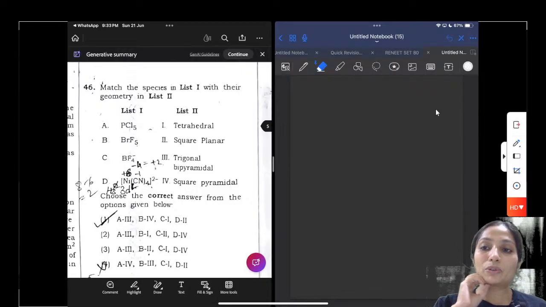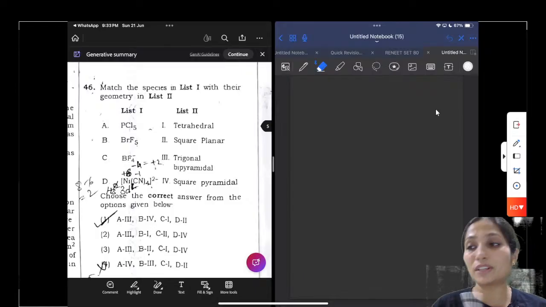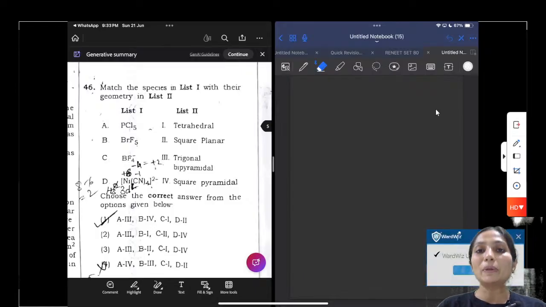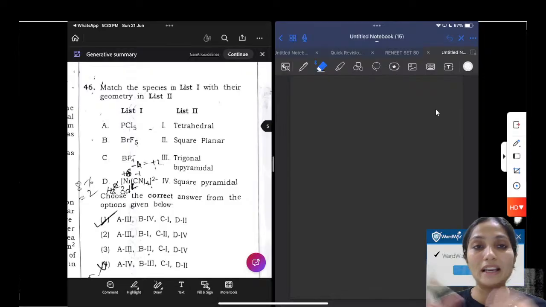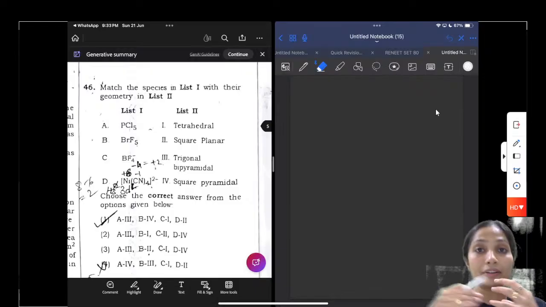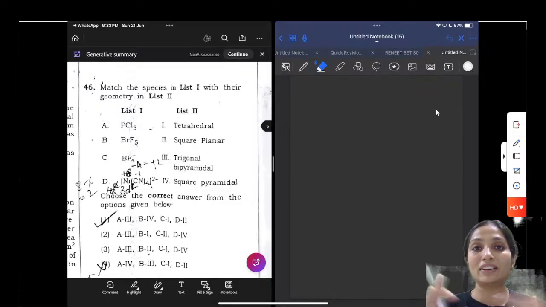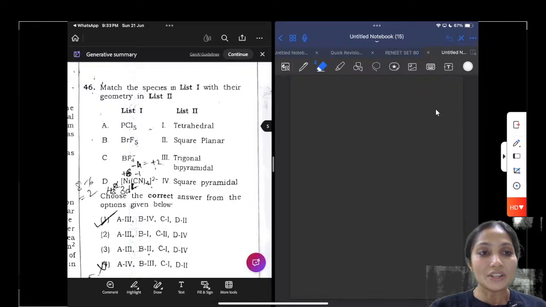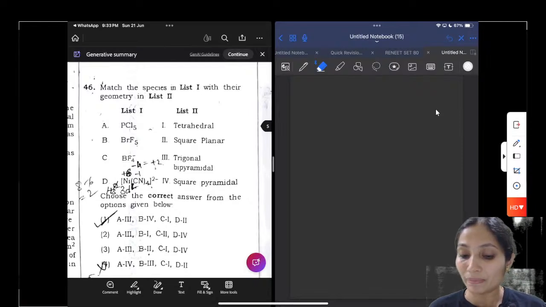The paper was easy. It wasn't very difficult. So let's solve the chemistry paper. I'll tell the answer and solve the answer for all the questions. If you have any doubts, and while watching also, you can comment the answers, whatever you have written. Okay, so let's start with the questions.